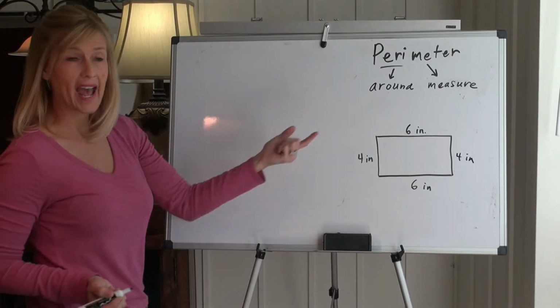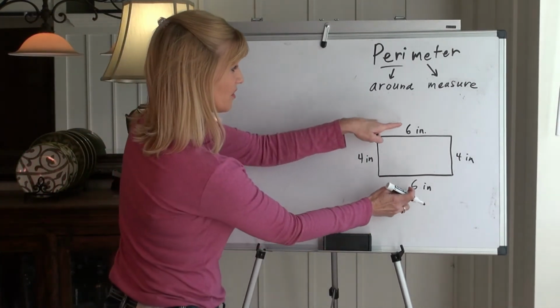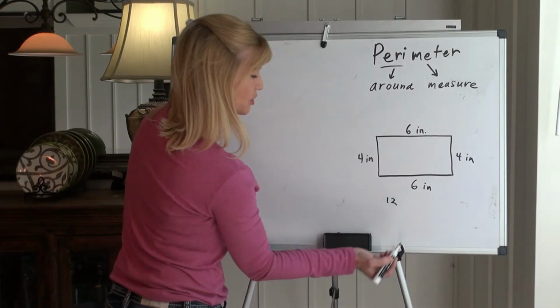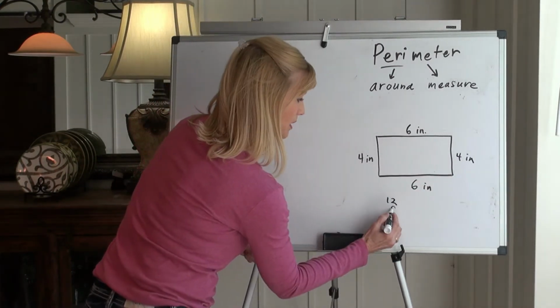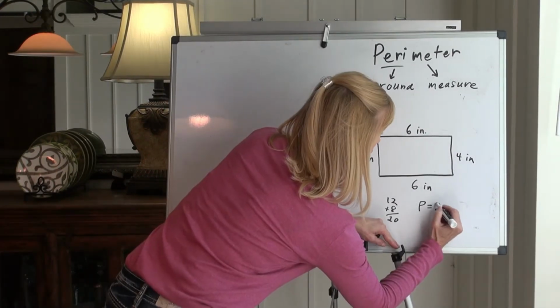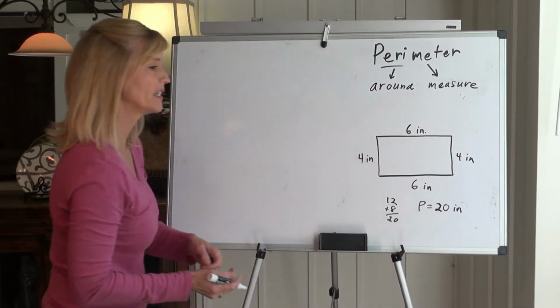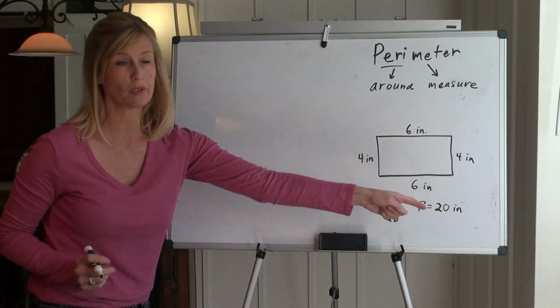And now I just add up in any order that you want, it doesn't matter. I can see this is 12, 6 plus 6 is 12, 4 plus 4 is 8, so that's 20. So, just like the one before, the perimeter is 20 inches. So make sure you label it.